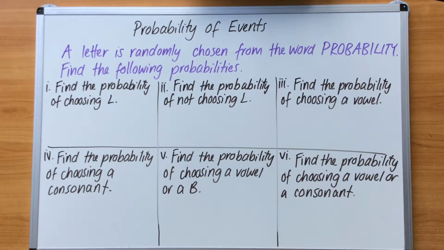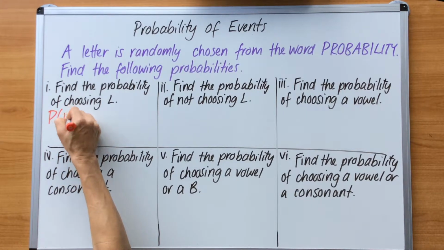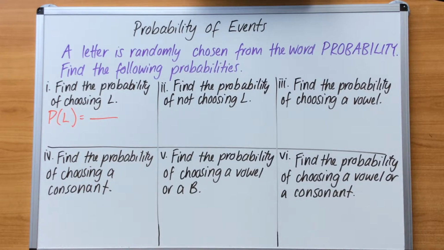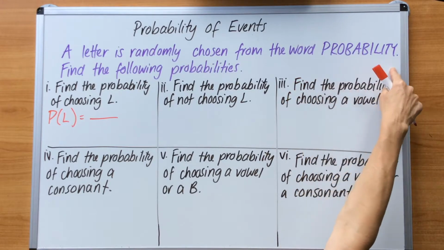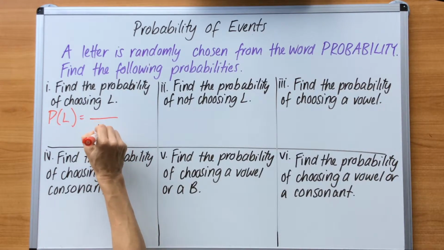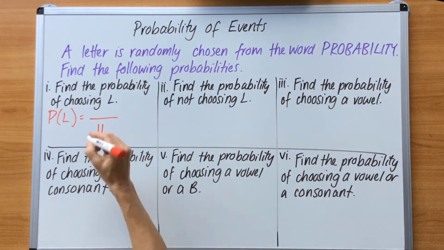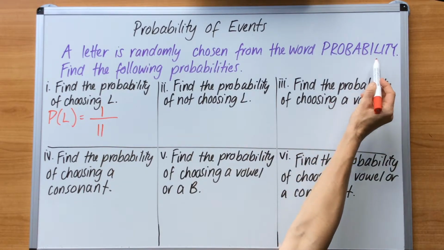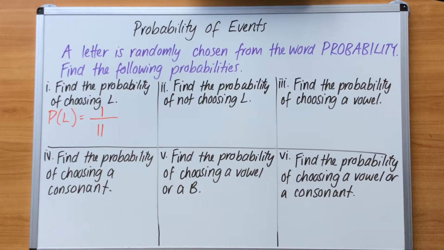Here's another example we're going to take a look at. It says a letter is randomly chosen from the word probability. Find the following probabilities. We've got 6 questions here. We're going to work through them and set them out correctly. It says find the probability of choosing an L. So P bracket L bracket equals fraction line. So we have to look at how many outcomes we have. There are 11 outcomes because there are 11 letters in the word probability. And there's only one L. So 1 out of 11.